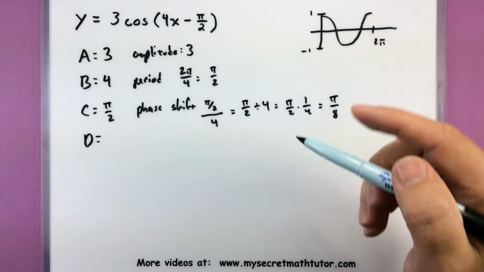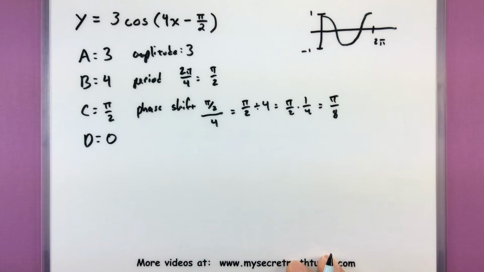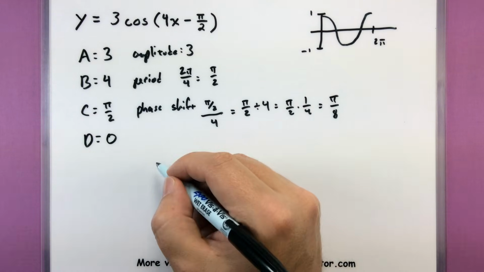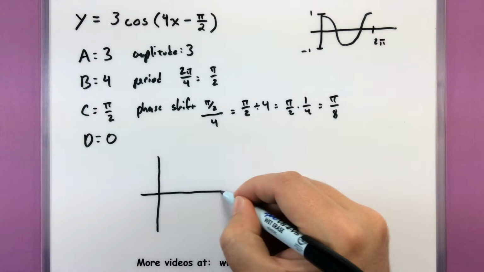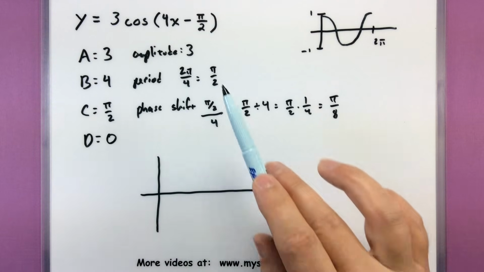And D, this is if it's been moved up or down. This is our vertical shift. We have 0, so there is no vertical shift. All right, we have all the information we need. Let's go ahead and graph this. So we're not moving this up or down. I don't have to worry about that.